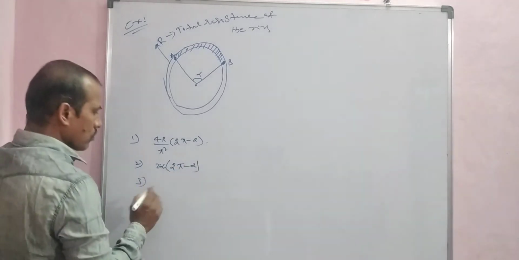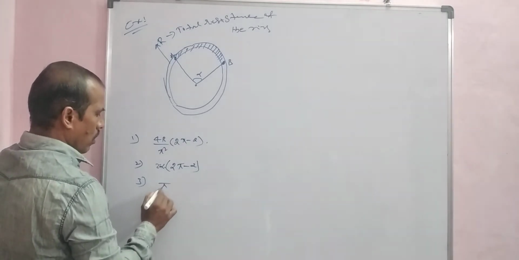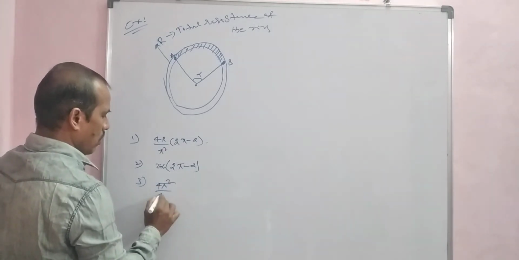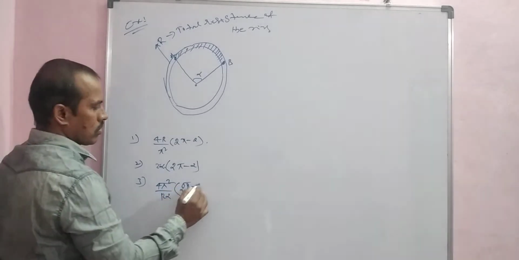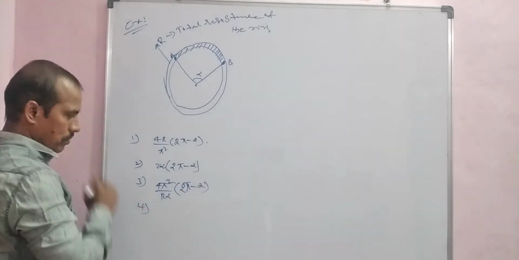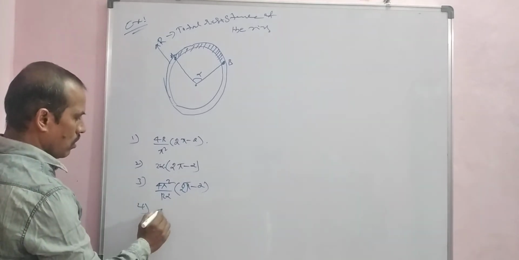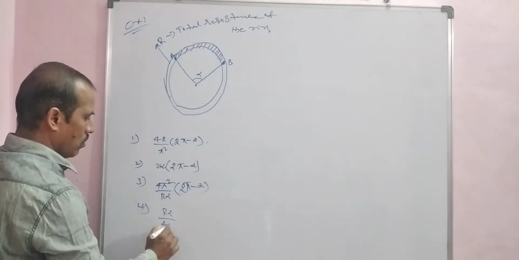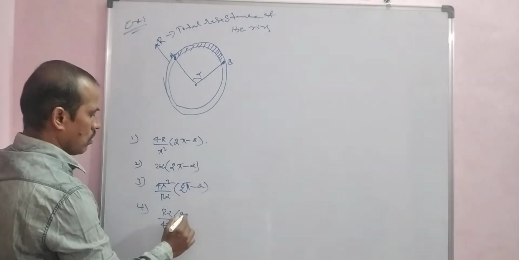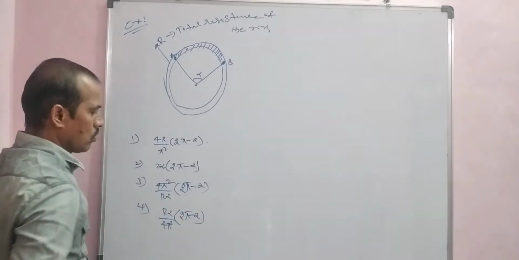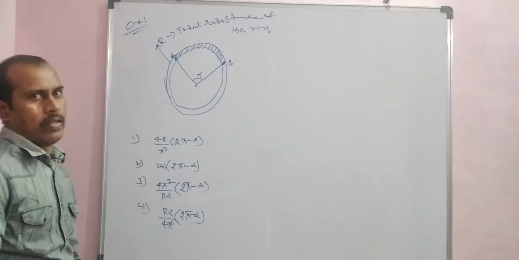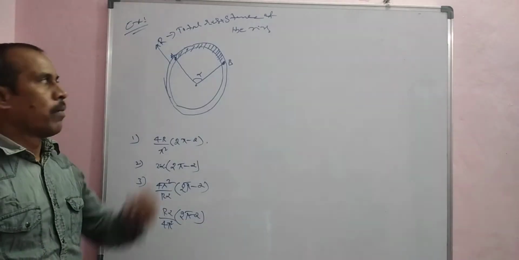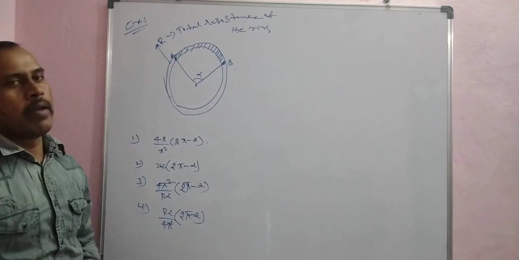Third option: R alpha by 4 pi square into 2 pi minus alpha. Fourth option: R alpha by 4 pi square into alpha minus 2 pi minus alpha. Now find out the effective resistance between points A and B.